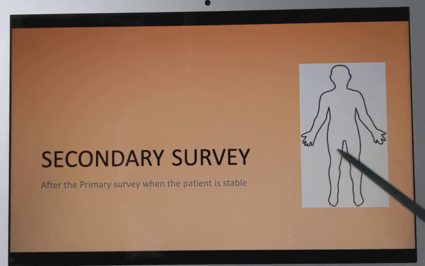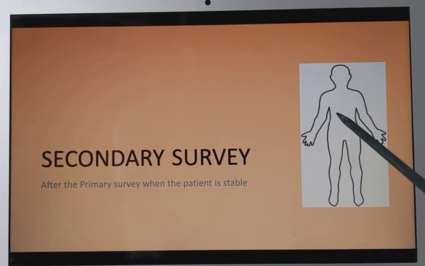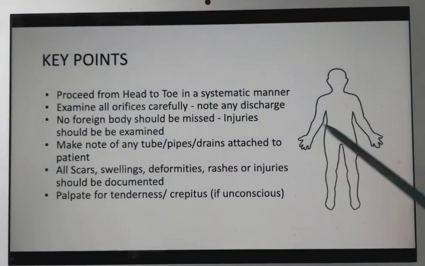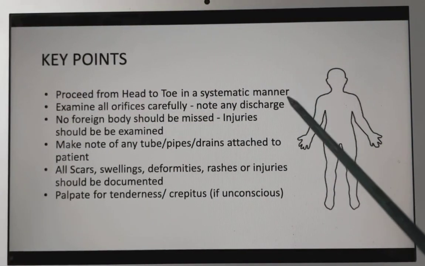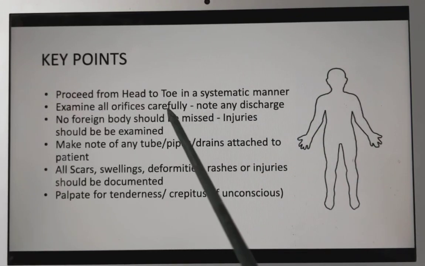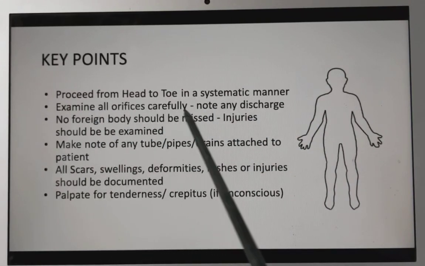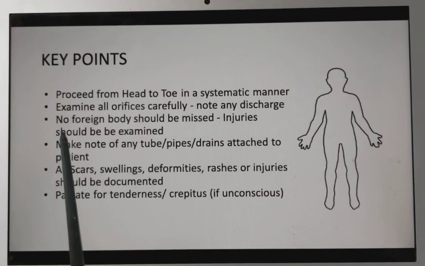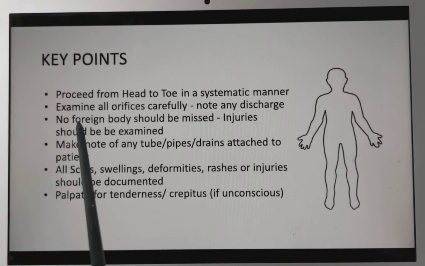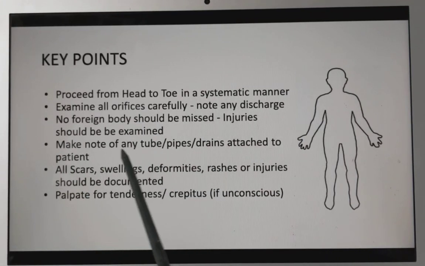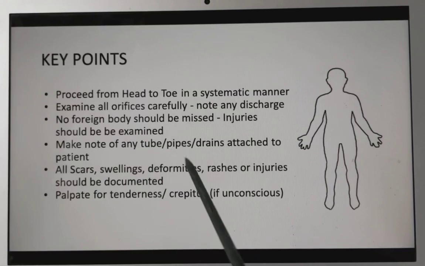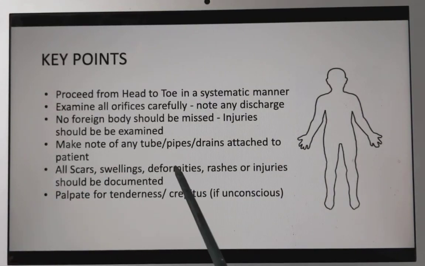As it is mentioned here, with our patient lying here, we will proceed. So what do we do? Proceed from head to toe in a systematic manner. You should go from head to toe, examine all orifices carefully, and note any discharge. No foreign body should be missed. Any injuries should be examined properly. Make note of any tubes, pipes, drains attached to the patient. All scars, swelling, deformities, rashes, or injuries should be documented.